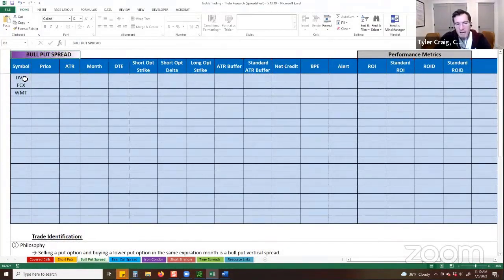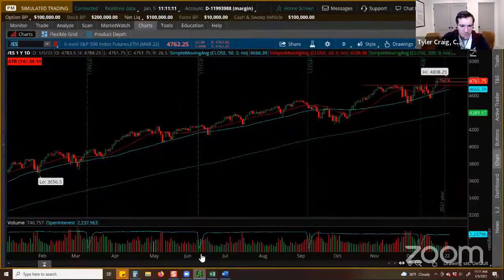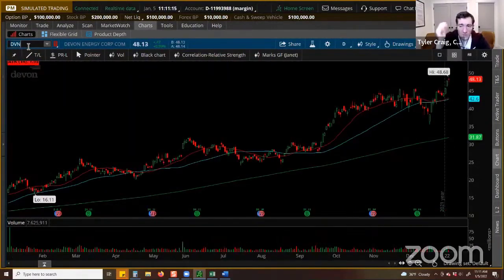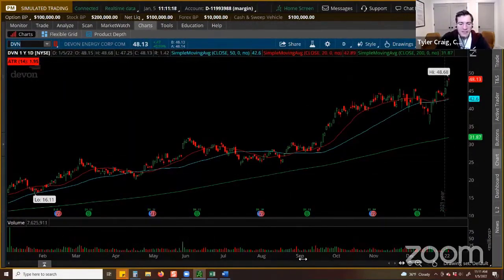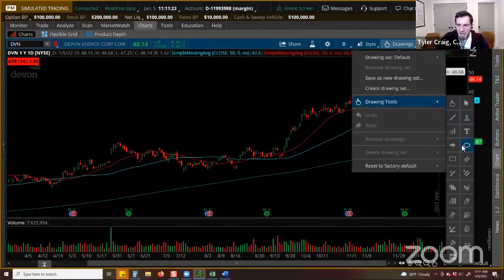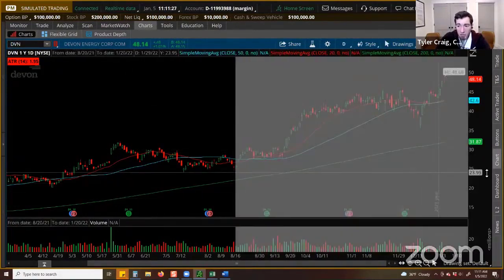And I've already picked 3 stocks that I'd like to take a look at. DVN, FCX, and Walmart. So I'm going to fill this out. We're going to compare and contrast here. See if we can use this ATR buffer, this distance out of the money, to get a better idea of maybe which one of these has the better trade. So let's start with DVN. This is an energy stock. And these aren't necessarily perfect setups right now, but they're interesting trends and interesting stocks that have different types of characteristics that I think make bull puts feasible.